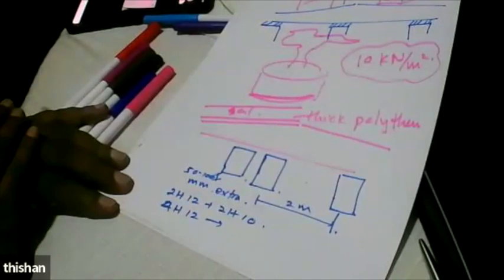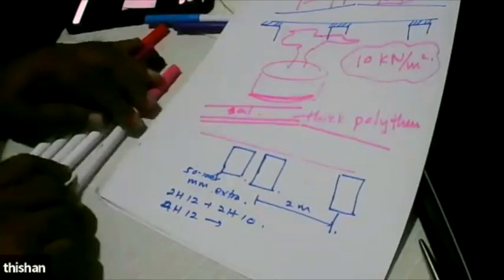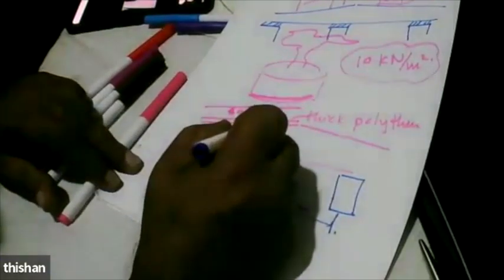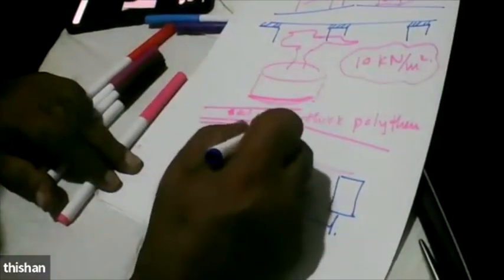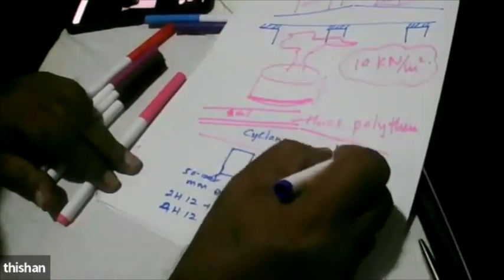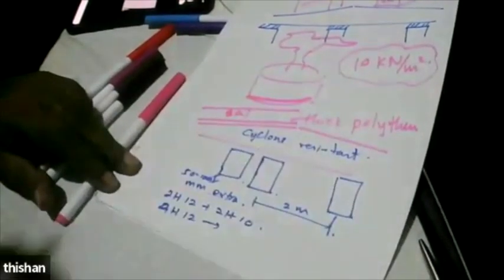Yes, that's correct, sir. So that is the future. But what is the most important advantage? The moment you go for a roof slab, it is cyclone resistant. Why? It's heavy.